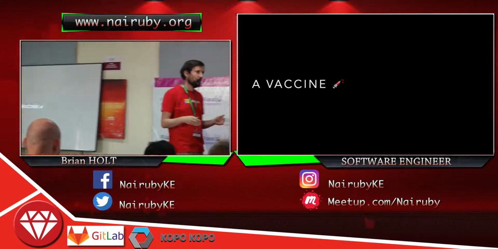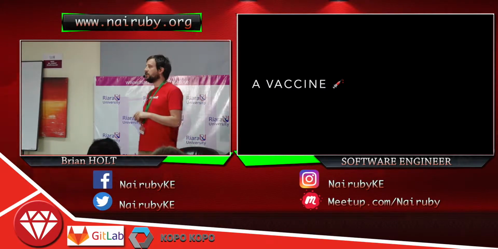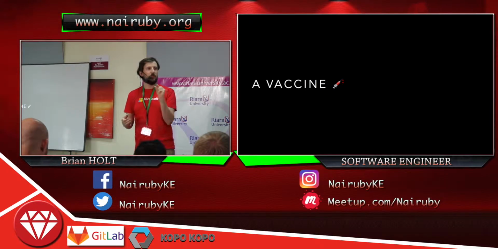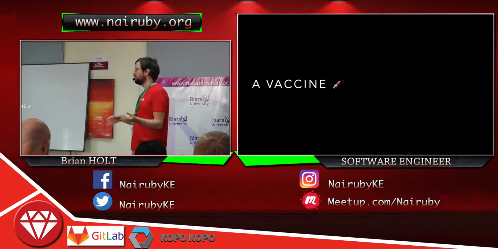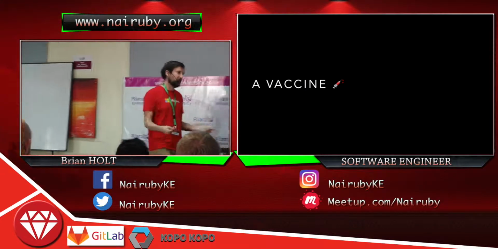This is what chaos engineering is for distributed systems. You introduce small controlled little bits of chaos, and then you can see the problems, and then you can fix the problems, so you can fix those problems before they actually become problems.